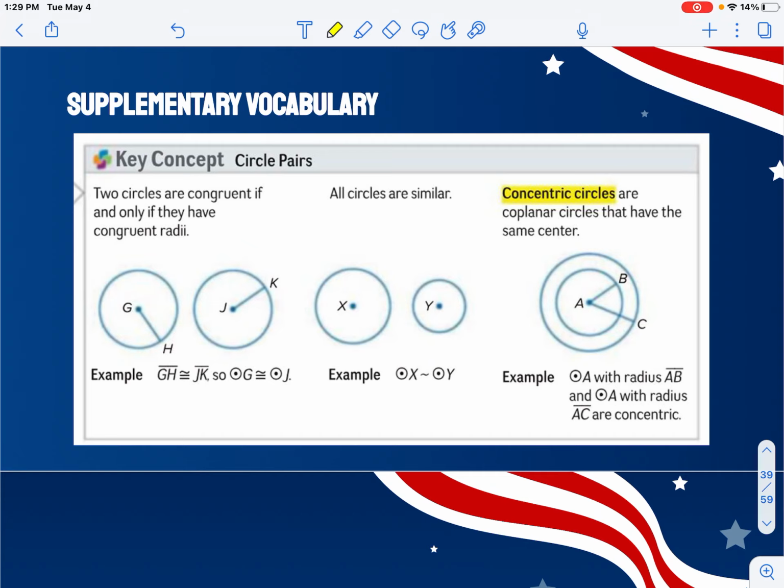Then next one, concentric circles. These are two circles that have the same center. Think of concentric: con means with, in Spanish, or in Latin we would say con or cum, with. Centric, center. So with the center, and in this case, with the same center. So two circles that have the same center are concentric.